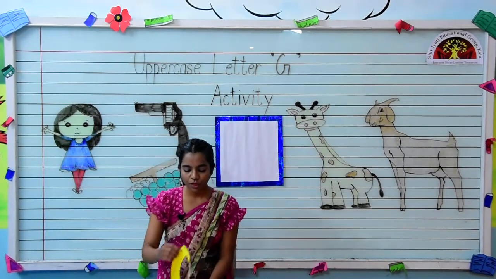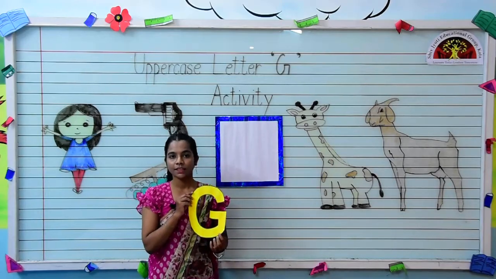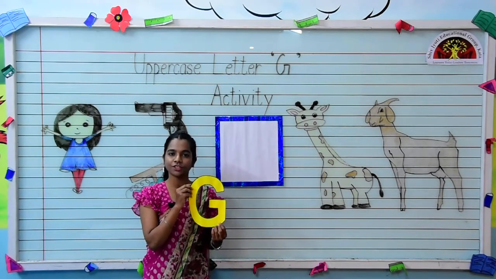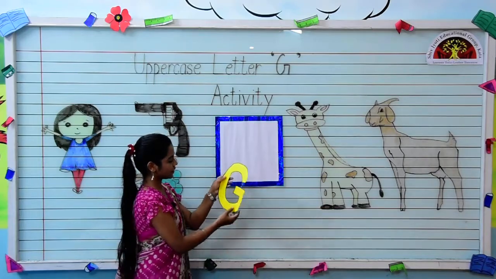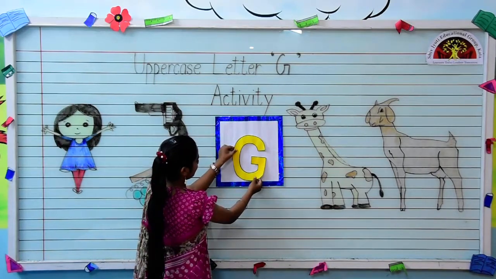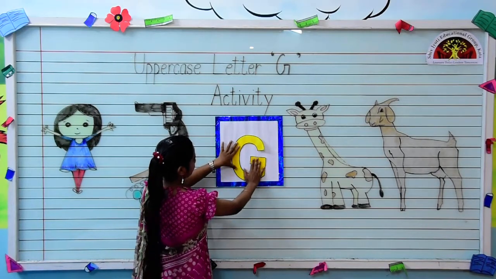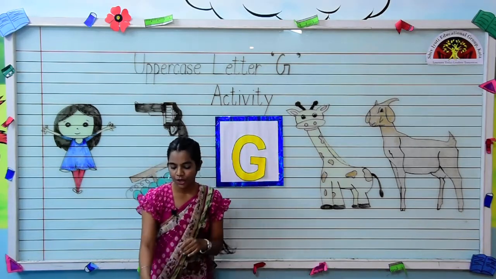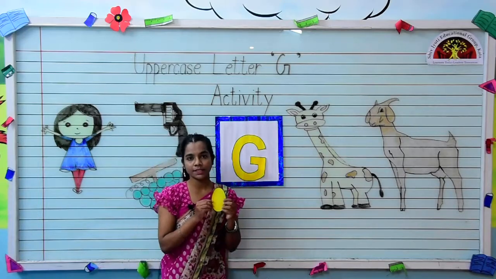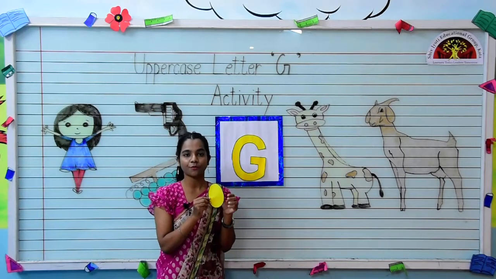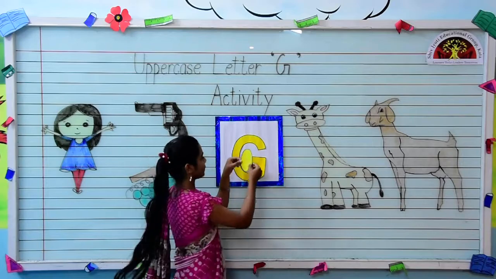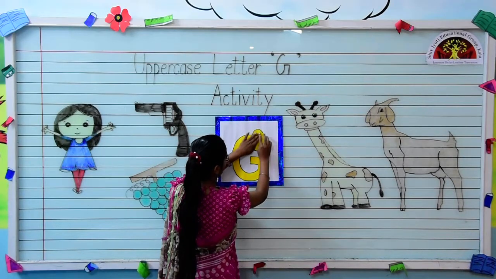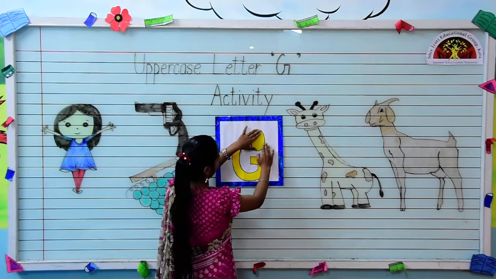Okay. So kids, what is this? This is uppercase letter G. Now paste it like this. Okay. Now kids, what is this? This is a face of a giraffe. Paste it like this.